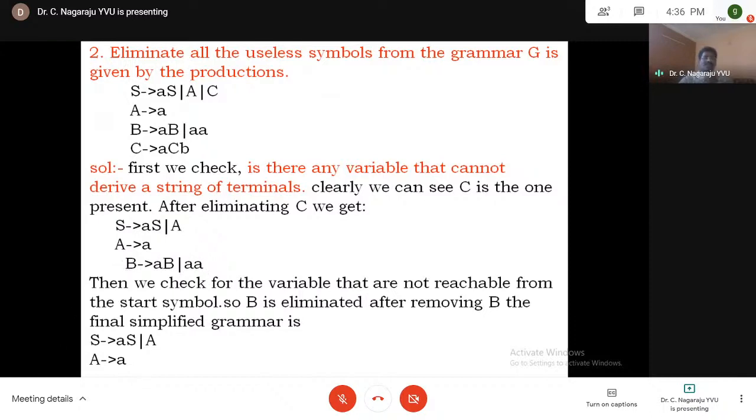So finally, when you are given that S can have the form of AS or A, and A can have the form of small a, you can see this. So when you are given this grammar, first you have to eliminate to construct the efficient parse tree. Then you only get two productions. These two are okay. The others are eliminated as useless, and this C is also eliminated.